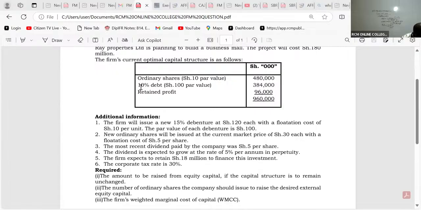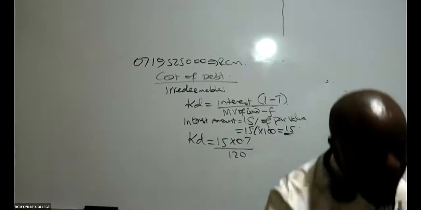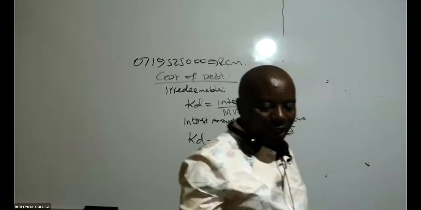You see, this 10% is the old debt. What are we looking at? We're looking at new finances, because we want to build a new project there. And in this new finance, we are told the firm will issue what here? A new 15% debenture. I hope you are together there. Thank you for asking the question.